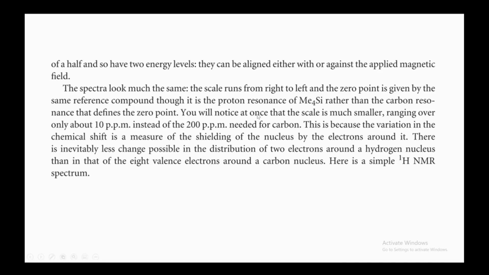You will notice at once that the scale is much smaller, ranging over only about 10 ppm instead of the 200 ppm. So in carbon NMR we have a ppm scale from 0 to 200 and even 0 to 230, but in proton we usually have a scale from 0 to 10 or sometimes 0 to 16 or 0 to 14. This is because the variation in the chemical shift is a measure of shielding of the nucleus by electrons around it. So NMR measures the electron density around the nucleus. There is inevitably less change possible in the distribution of 2 electrons around a hydrogen nucleus than in that of the 8 valence electrons around a carbon nucleus.